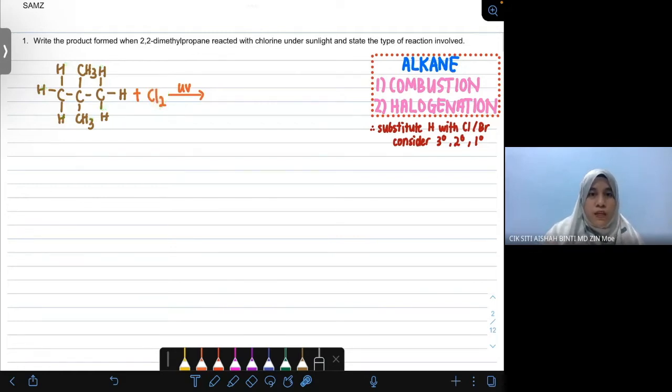But which hydrogen? So we have to classify it. We have to consider the classification: tertiary, secondary, primary. It means that if there is a tertiary, the tertiary will be the major one. If there is no tertiary, but the possibility of secondary and primary exists, okay, secondary will be the major product. Okay, so what should we do here?